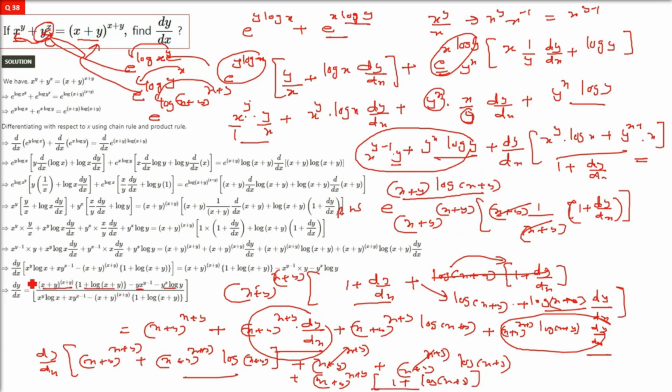So the numerator you got, because the other terms will be in the denominator on the right hand side. See these two terms, x to the power y log x here, then x y to the power x minus 1 here, and these two are on the left. So it will go with a minus on the right hand side in the denominator. So x plus y to the power x plus y you can take common, so only 1 plus log of x plus y will remain inside.